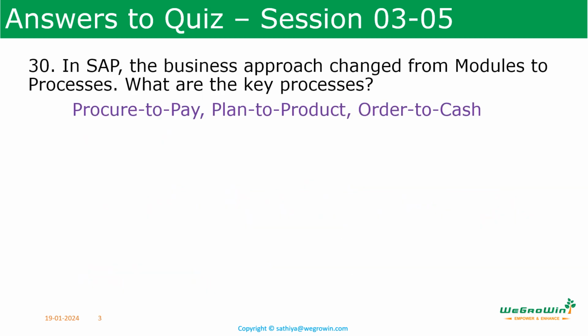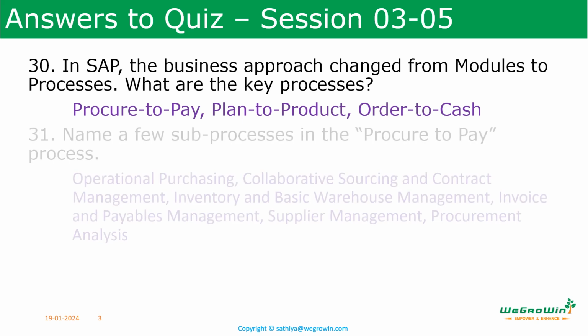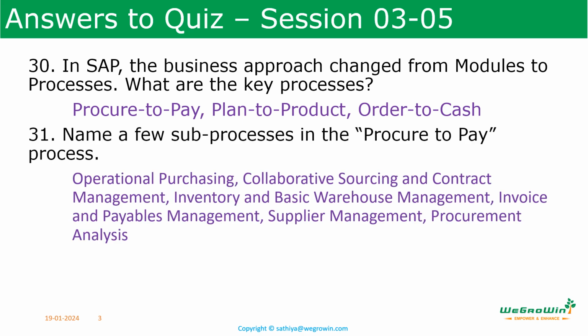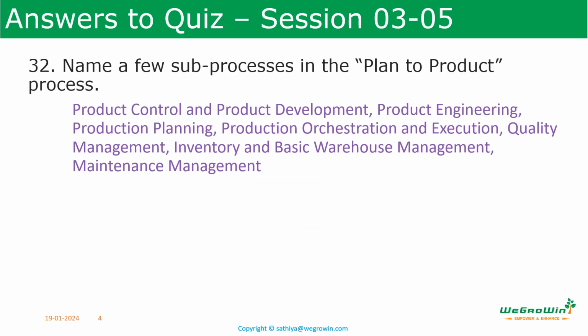In SAP, the business approach changed from modules to processes. What are the key processes we asked? They are procure to pay, plan to product, and order to cash. A few sub-processes in procure to pay are operational purchasing, collaborative sourcing, contract management, inventory and basic warehouse management, invoices and payables management, supplier management, and procurement analysis. These are the sub-processes in the procure to pay process.